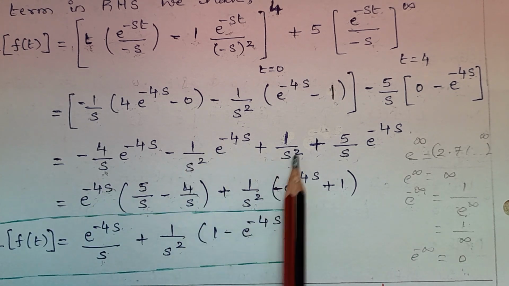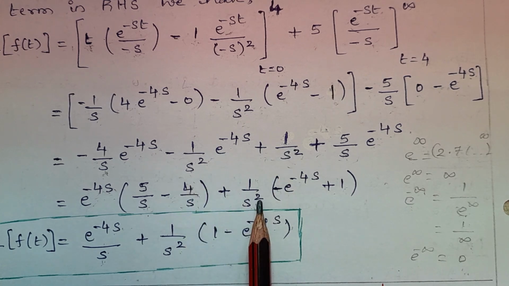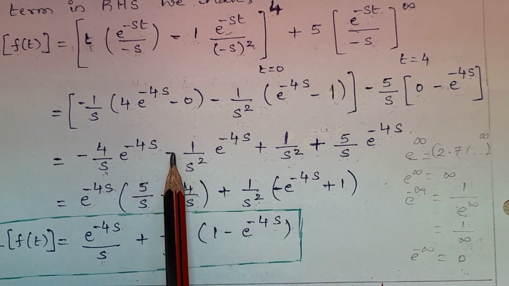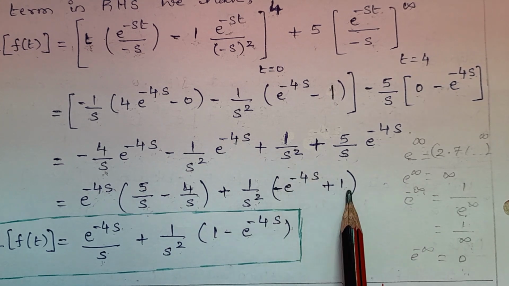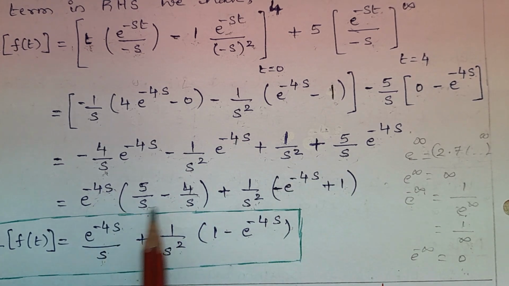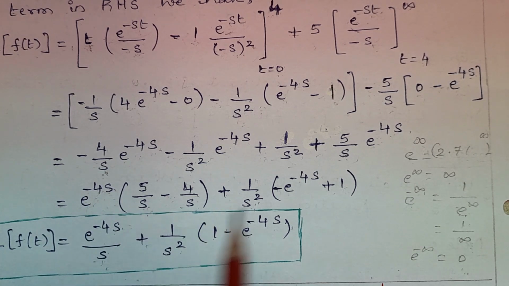Next here, take 1 by s square as common. First minus of e power of minus 4s, this is plus 1. Next here, e power of minus 4s by s plus 1 by s square into 1 minus e power of minus 4s.